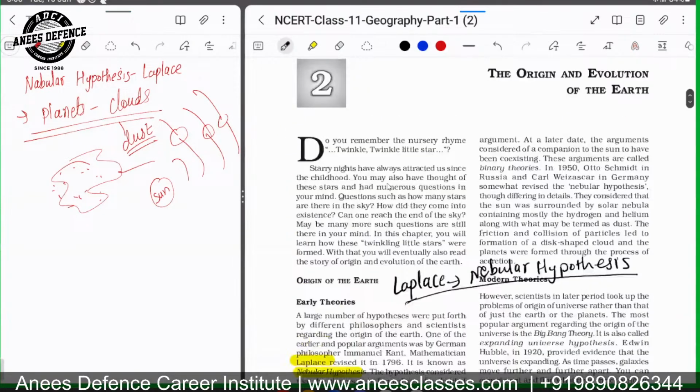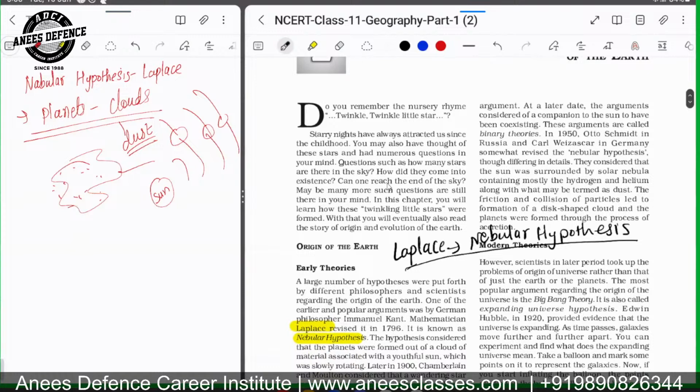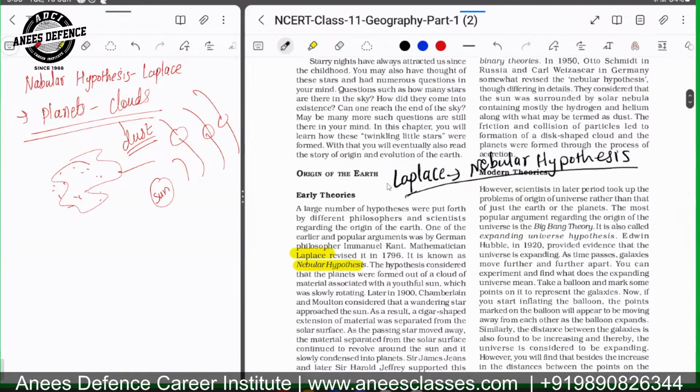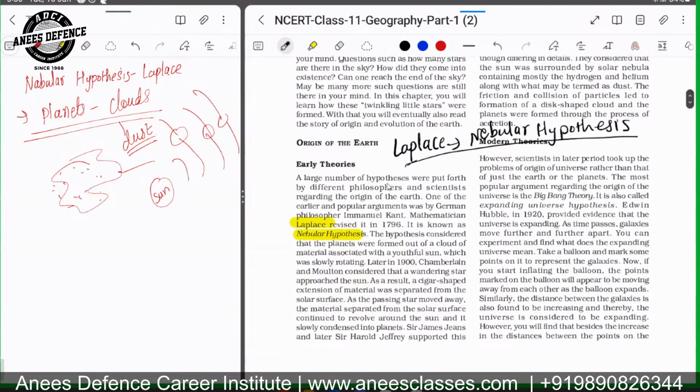Again, for you, the modern theory, which is called the Big Bang theory. You know about the Big Bang theory, right? You have studied the Big Bang theory, which is also called the expanding universe hypothesis. I will explain what this theory suggests.